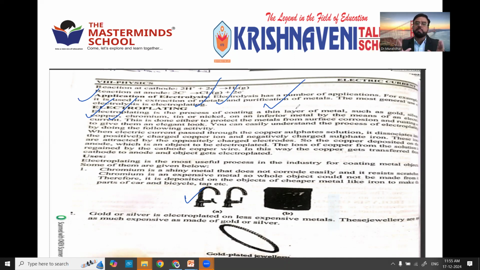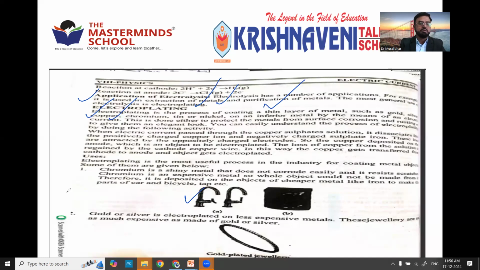So there are innumerable applications of electrocoating. In many places you can see coatings of these metals. Take kitchen utensils: all stainless steels are nothing but a coating of chromium over steel. Right? We cannot directly eat from steel. Steel is the rough form of iron. So we have to coat it with chromium and make it stainless steel.